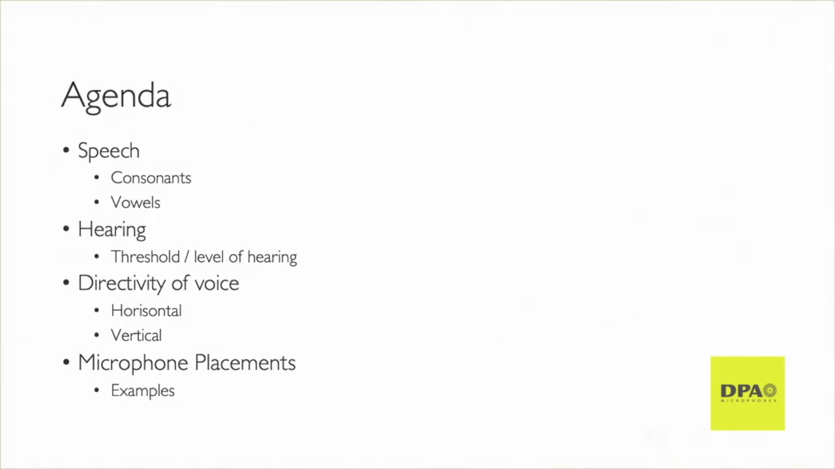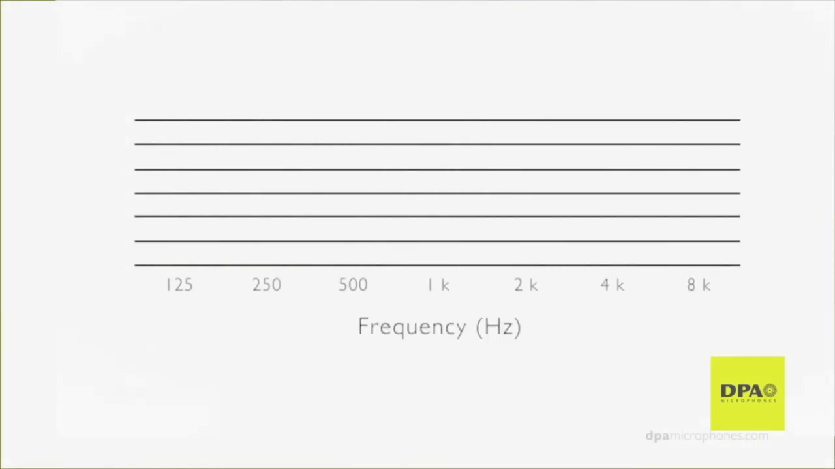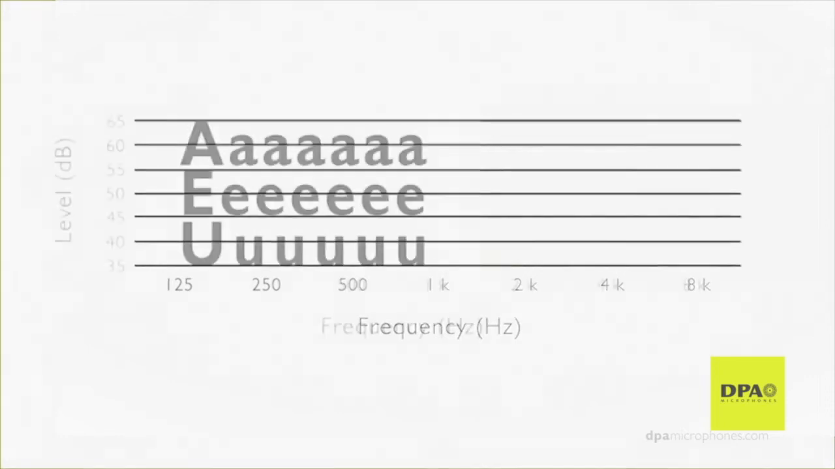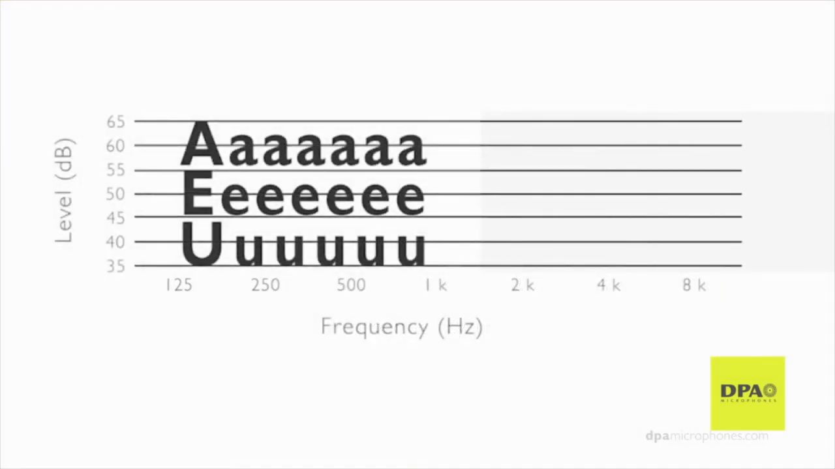Speech consists of both vowels and consonants, and speech lies in the area between 100 and 10K pretty much. Most important between 100, 125, 150 and 8K. But to be on the safe side, we're working around 1 to 10. The vowels, the R, E, U, are in the lower frequencies of the speech spectrum. The R, E, U are those soft sounds, and the consonants K, P, S, T are the hard sounds.